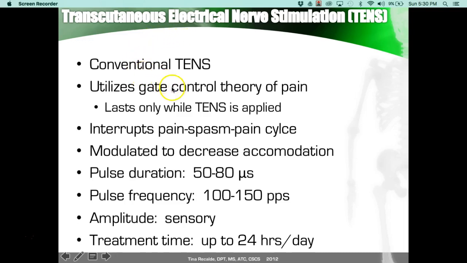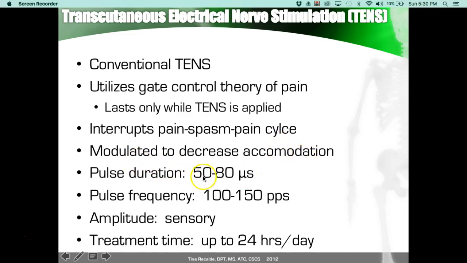It utilizes the gate control theory of pain because it stimulates those sensory nerves. It lasts only while the TENS is applied. Thus, you can use it continuously, as we talked about. You just have to worry about accommodation with it. It interrupts that pain, spasm, pain cycle that we've talked about. It's modulated to decrease accommodation, so you have different settings, parameters, that you can use in order to help eliminate that possibility of accommodation.